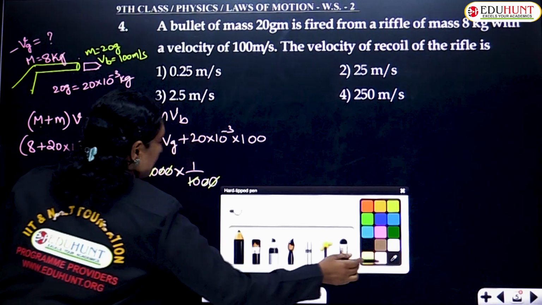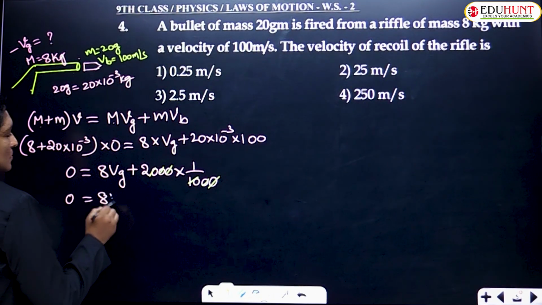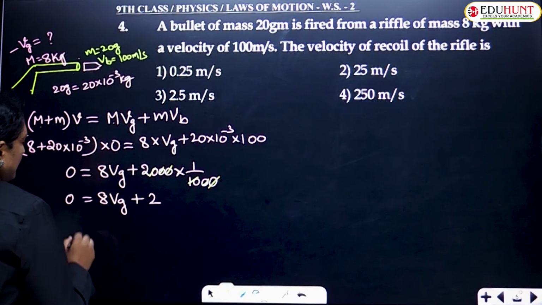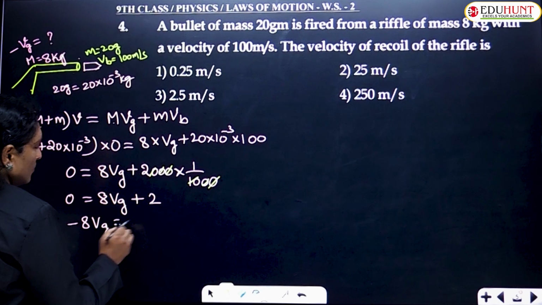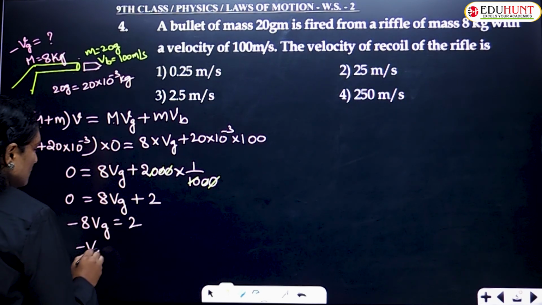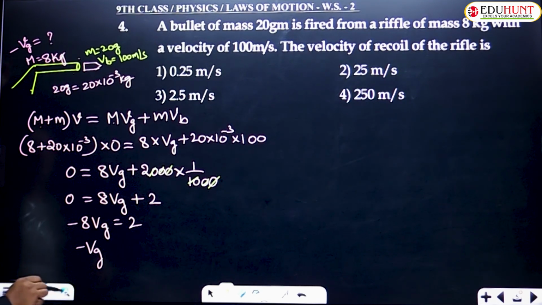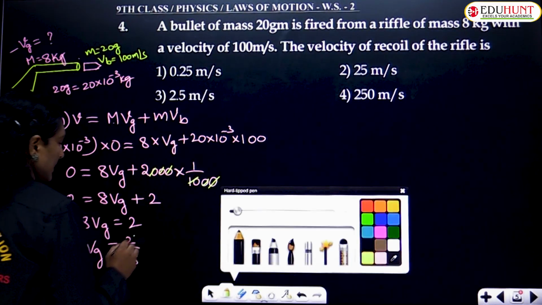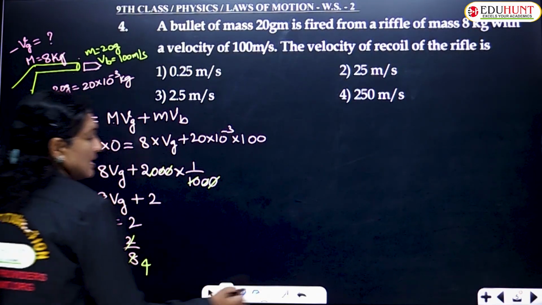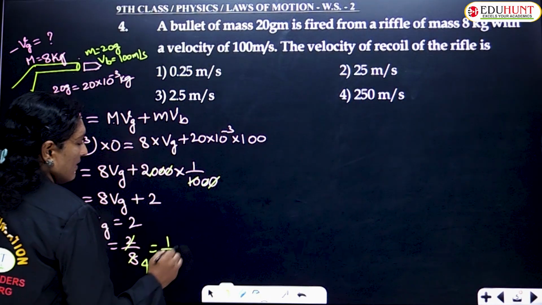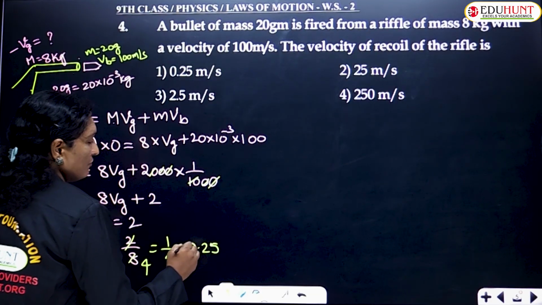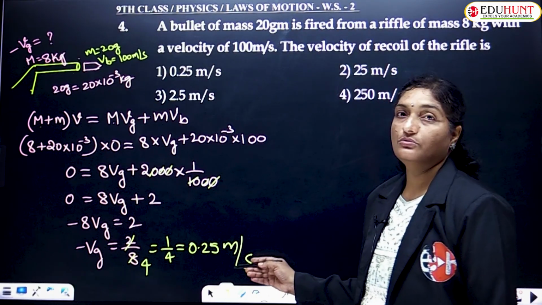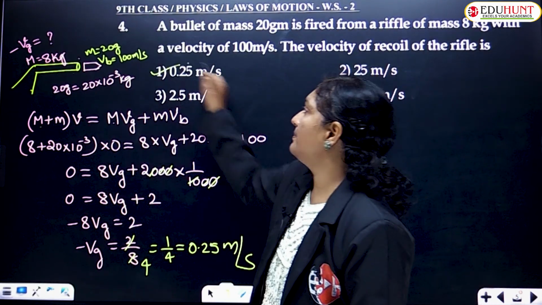So what are you left with, children? 0 equals 8 VG plus 2. Bringing it to the other side, minus 8 VG equals 2, because you're asked to find the recoil speed of the gun, so minus VG equals 2 by 8, which is 1 by 4, or 0.25 meter per second. So what is the final answer, children? 0.25 meter per second. Hence option number 1 must be true.